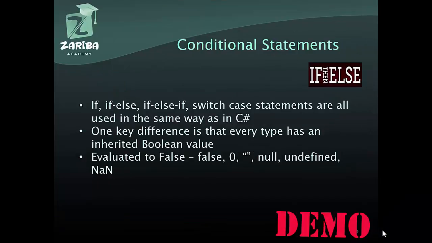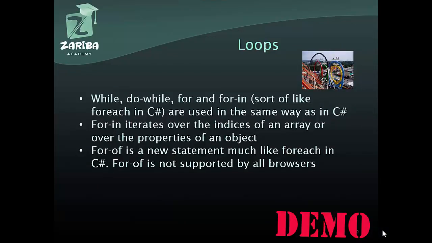So yeah, after that we have the loops. So I have while, do while, for in, which is sort of like for each, but not quite. They're used the same way as in C#. I mean, the syntax is the same. For in iterates over the indices of an array or over the properties of an object, which is a bit weird. So if you have like a bunny with name, age, and breed, and so on, it's gonna iterate through the properties as well. Although it's not a collection, technically speaking, it's an object.